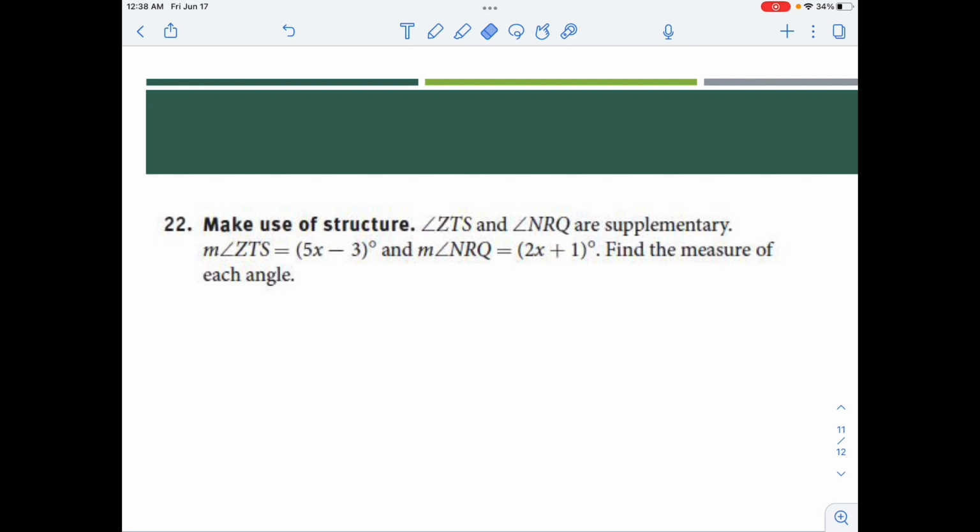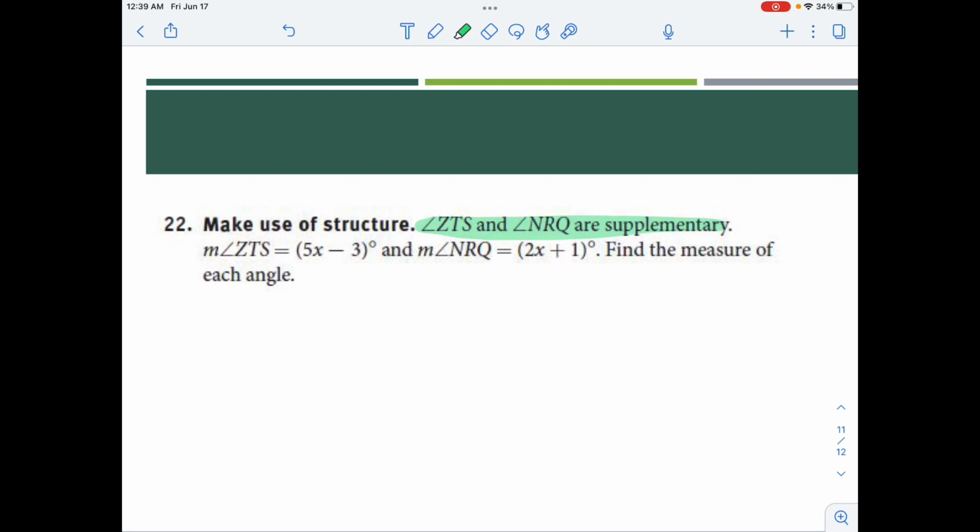Angle ZTS and angle NRQ are supplementary. Measure of angle ZTS is 5x minus 3 degrees, and measure of angle NRQ is 2x plus 1 degrees. Find the measure of each angle. We have very important information here that I would like to highlight first. So angle ZTS and angle NRQ are supplementary. If they are supplementary, the sum of these two angles must be 180 degrees.